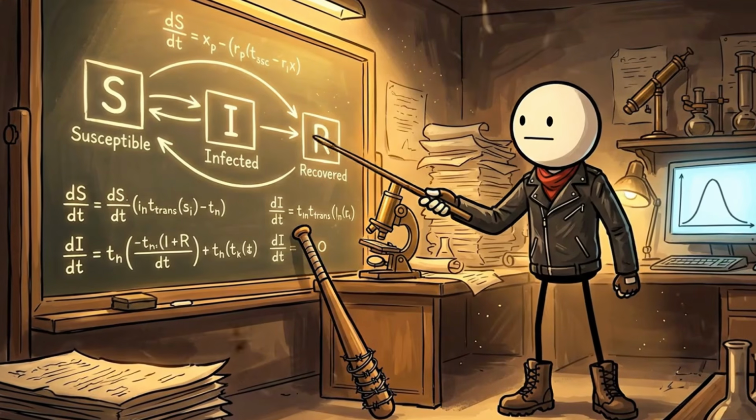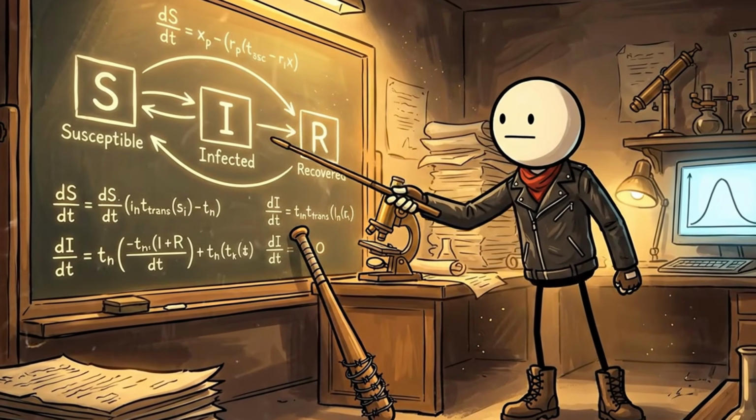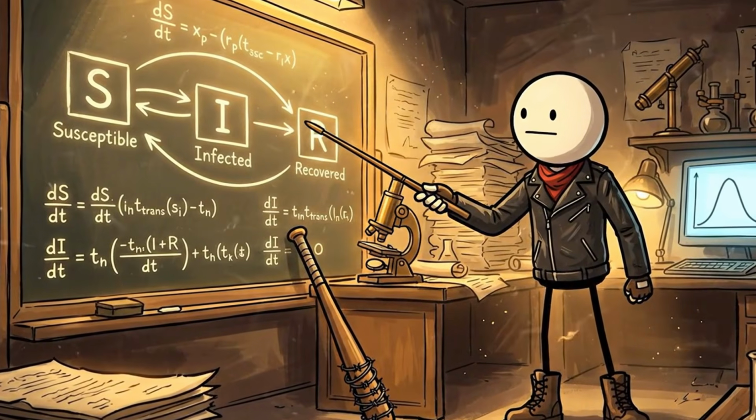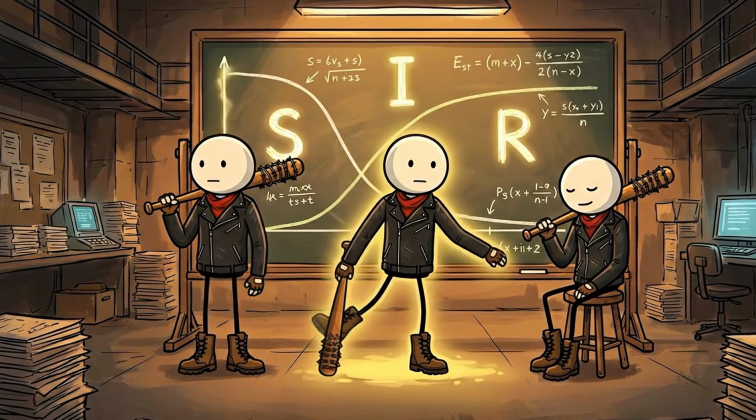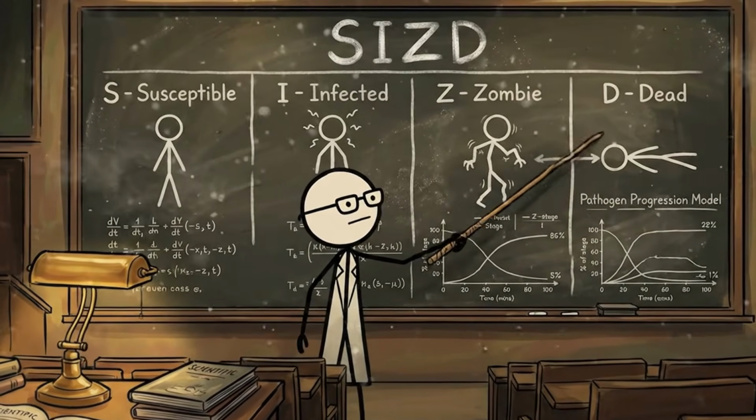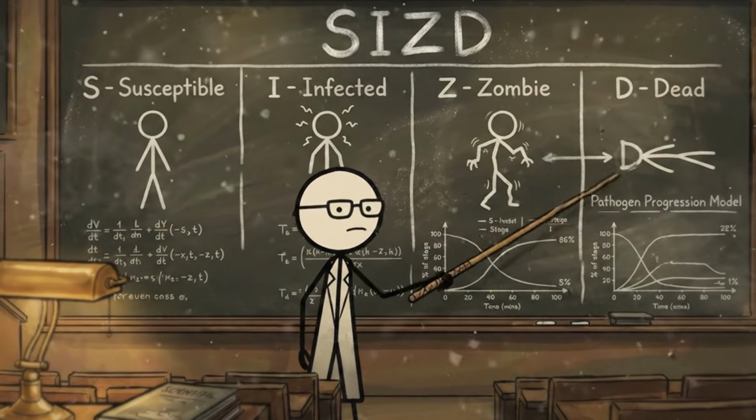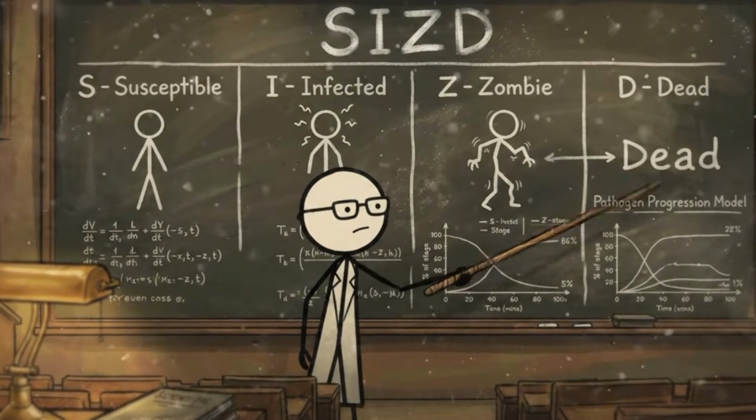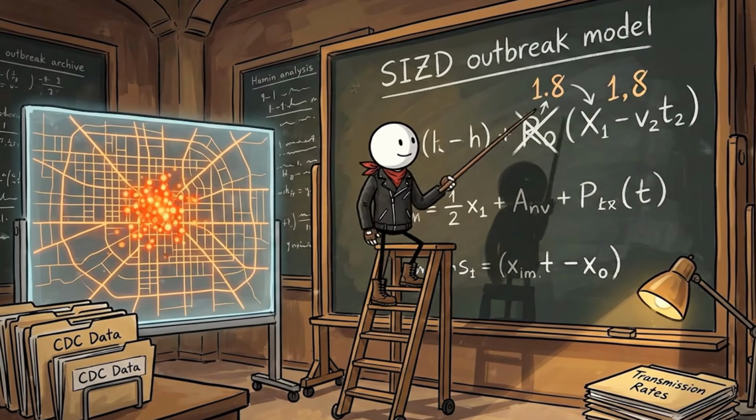To model an outbreak, epidemiologists use compartmental frameworks, SIR modelling. Susceptible, infected, recovered. For a zombie pathogen, the model adjusts to SIZD. Susceptible, infected, zombie, dead. The math changes, but the mechanics don't.